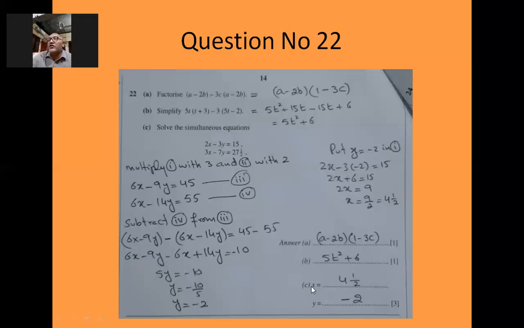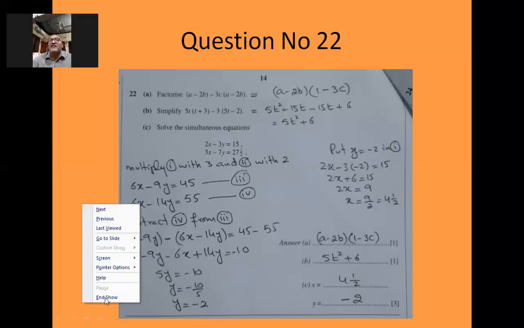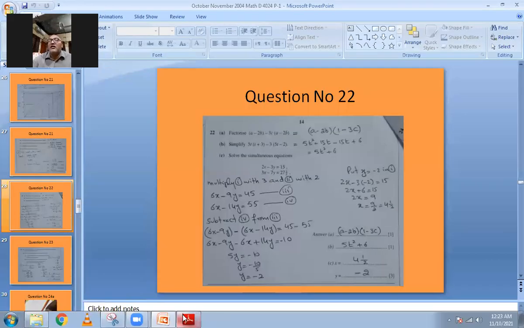So here you go. The value of x is 4.5 or 4 whole 1 by 2, and the value of y is minus 2. So this is how you solve that simultaneous equation. So this was question number 22. Hopefully you understand.